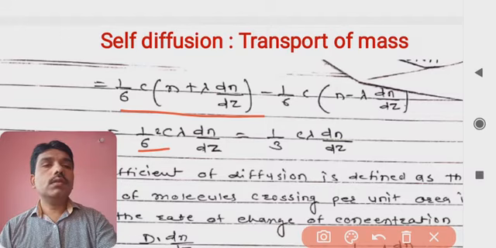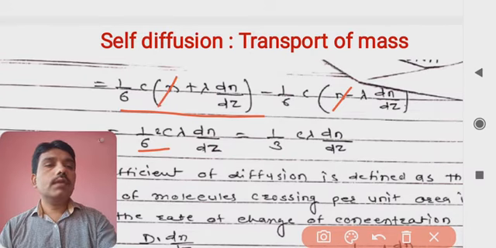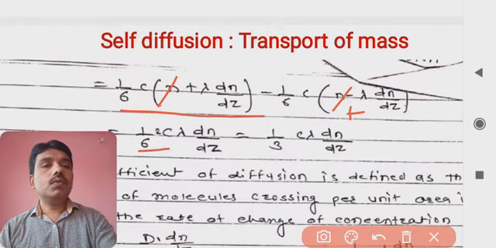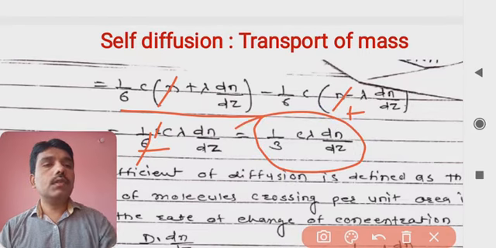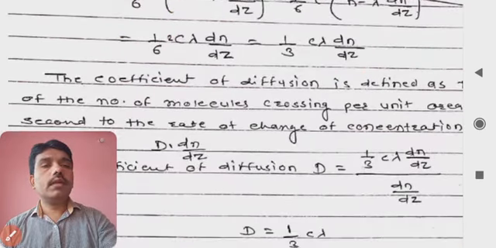Now here, n is the common part. If n minus n, that n will get cancelled, and this lambda dn by dz minus minus, this is plus lambda dn by dz, so it will become 2 lambda dn by dz. That's why again it will become 1 by 3 c into lambda dn by dz, the net amount of the molecules crossing the layer area.